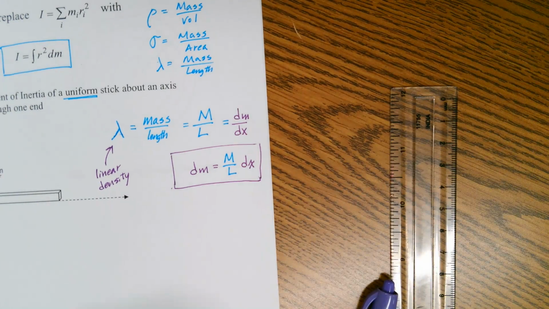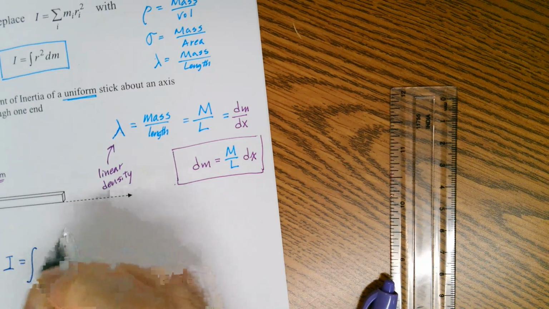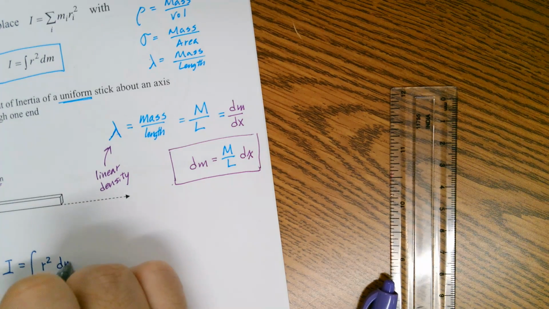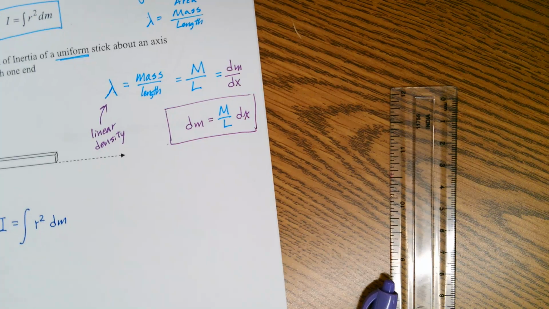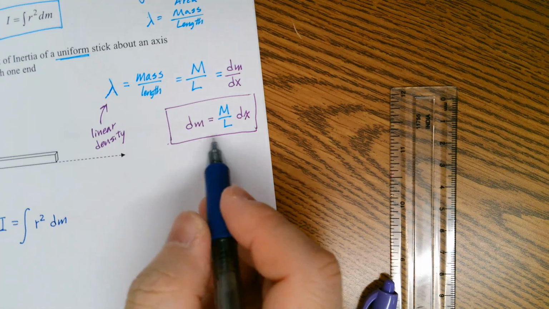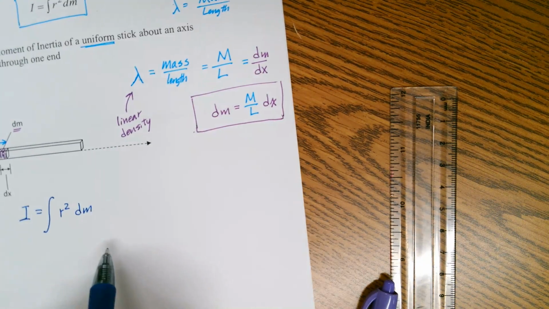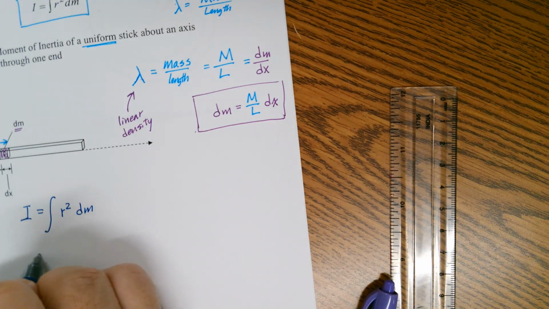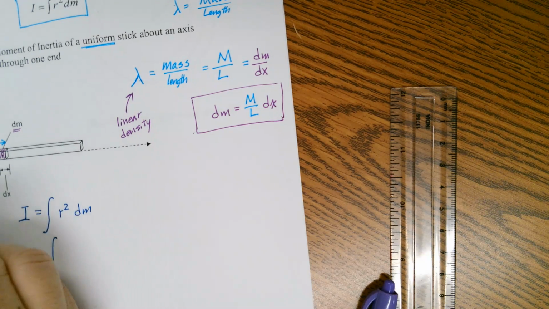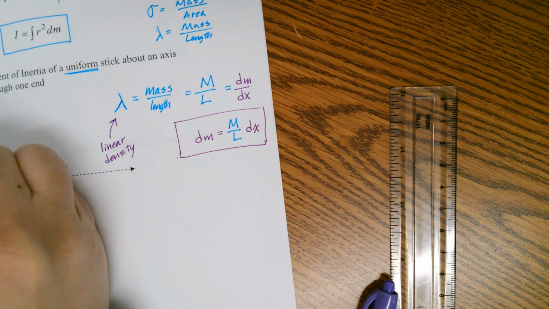Therefore, I is equal to the integral of r squared dm. Here, this dm is going to be replaced with m over L dx. So that is equal to, r happens to be my x. So r is equal to x.